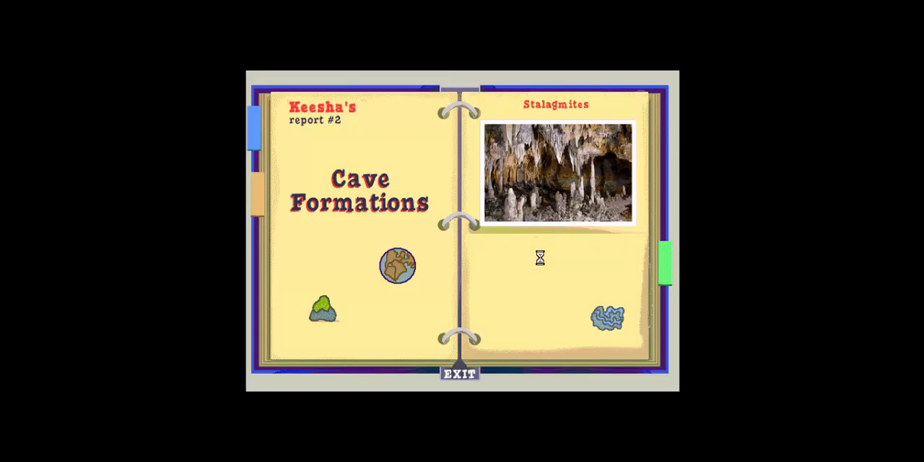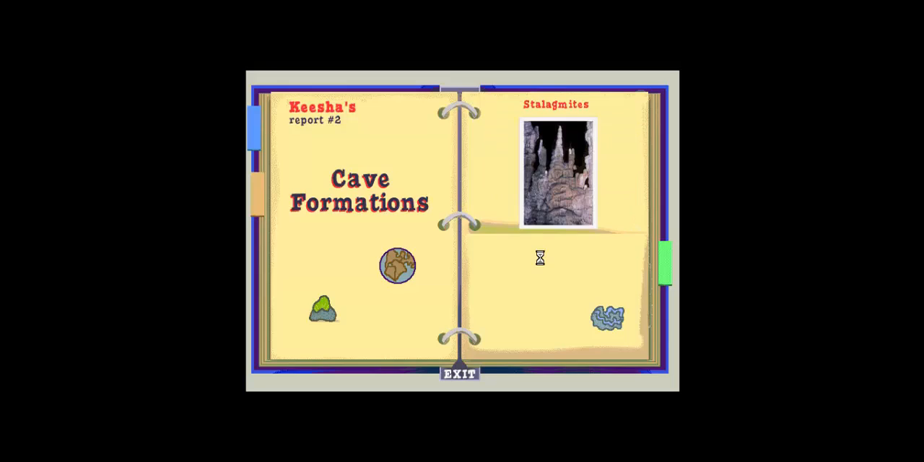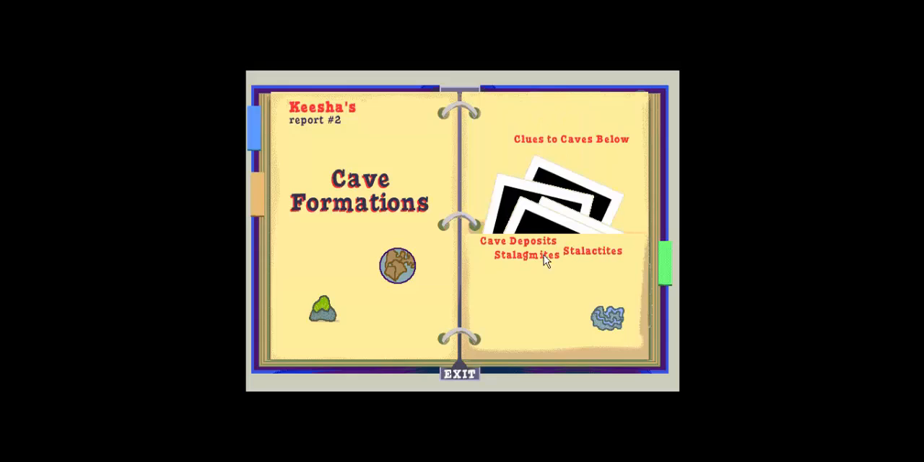Stalagmites. Stalagmites are carrot-shaped formations that build up on the ground of a cave as water drips down from its ceiling. Like stalactites, they grow very slowly. If stalactites and stalagmites join, they form columns. Remember, the G in stalagmite stands for ground.